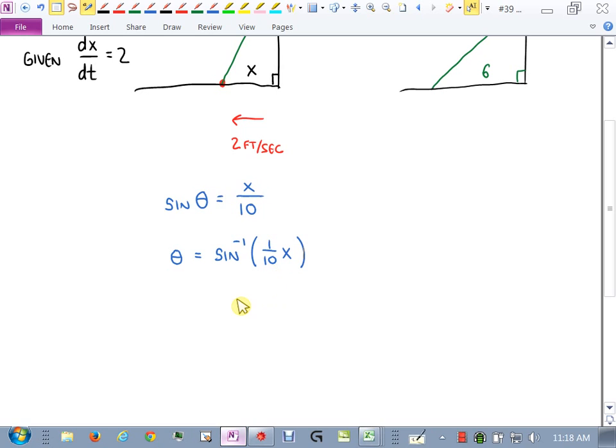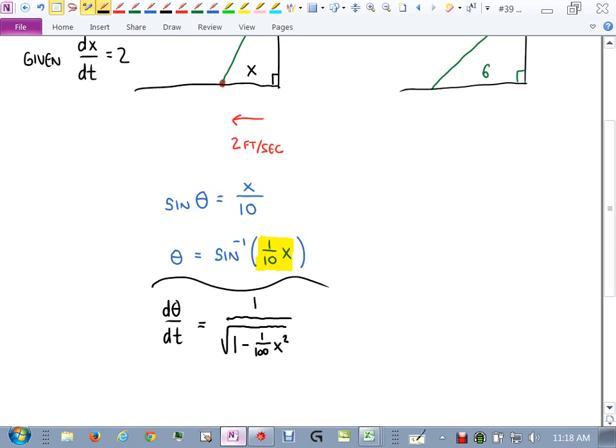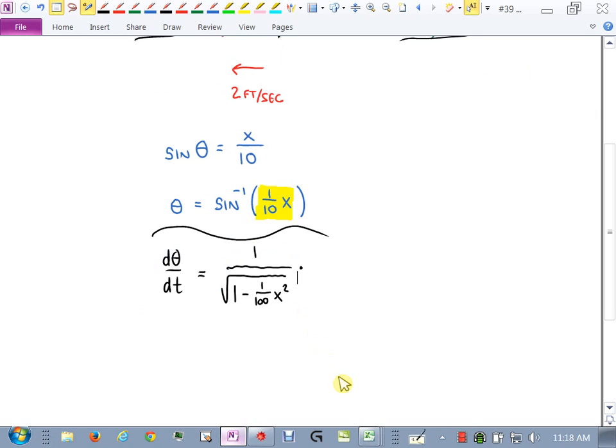All right. Now I'm ready to take the derivative. So I'm going to do implicit differentiation, derivative with respect to time. On the left side, d theta dt. Right side, we've got some chain rule, right? What is the derivative of arc sine of something? 1 over the square root of 1 minus whatever was in there, squared. So can I say 1 minus (1/10 x) squared? Is that fair? But then chain rule says I now need to go in here, take the derivative of what was inside. What's the derivative of 1/10 x? 1/10.